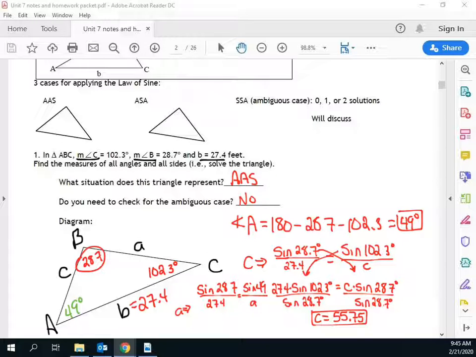So again, we set it up the same way we found C. What's given to us, which is here, equals something that's given to us over the unknown. And so in this case, it's side A is what we're looking for. So cross multiply there, divide by sine of 49, or divide by the sine of 287. Why do I keep saying that? Sine of 49 over. Let's see what that equals.